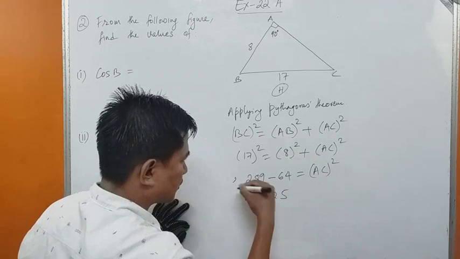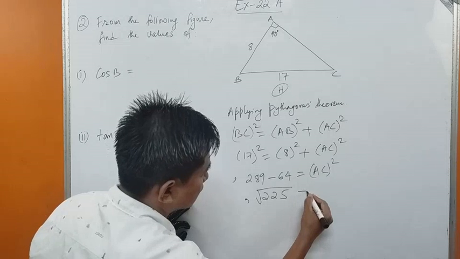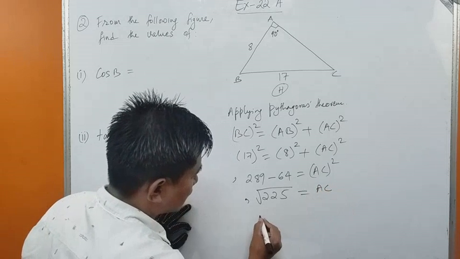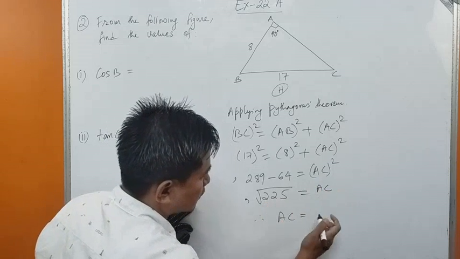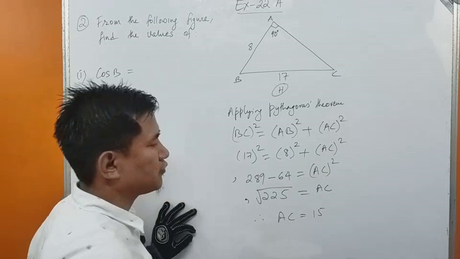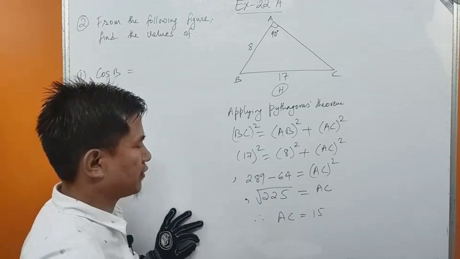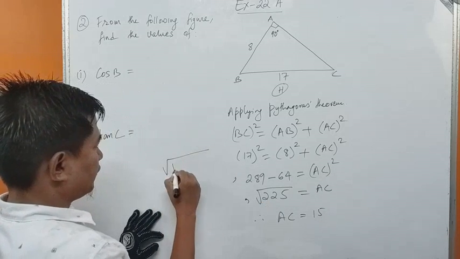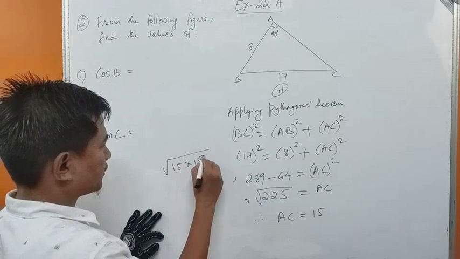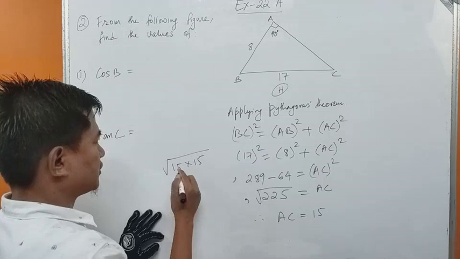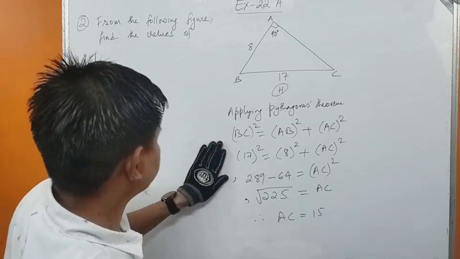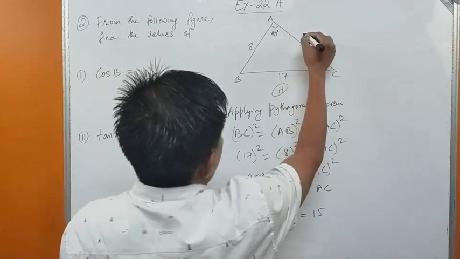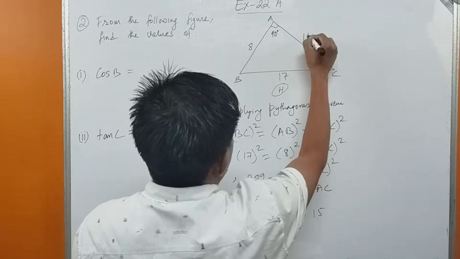Now this square, let's bring to the left hand side, becomes root. Therefore AC equals root under 225 means 15. 15 15s are 225. That means we make a pair and free from root. So root under 225 means 15. That means the value of AC is 15.